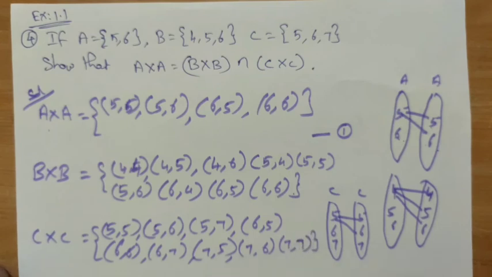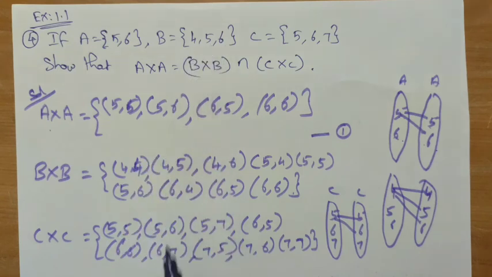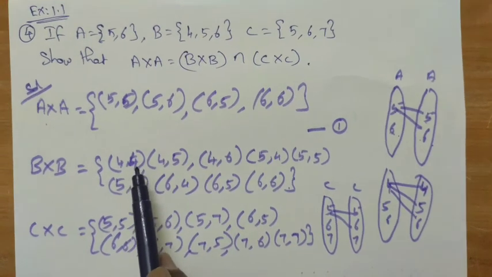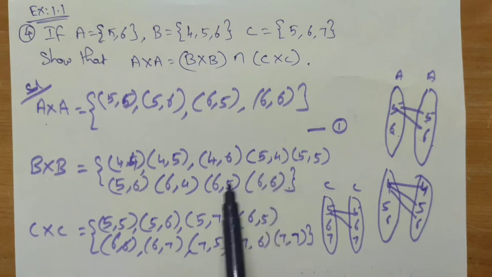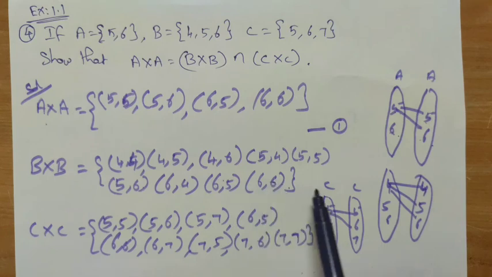If you have any confusion, or if you have forgotten any numbers, just count the terms. Here we have B cross B, 3 elements, 3 into 3 is 9. Just count it. If there are 9 ordered pairs, your answer is right. 1, 2, 3, 4, 5, 6, 7, 8, 9. So the answer for B cross B is correct. Now we have to count C. C also has 3 elements, 3 into 3 is 9. 1, 2, 3, 4, 5, 6, 7, 8, 9. So the 9 ordered pairs we have written are correct.